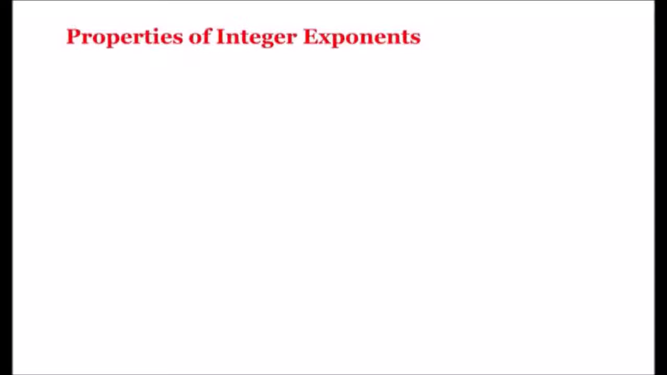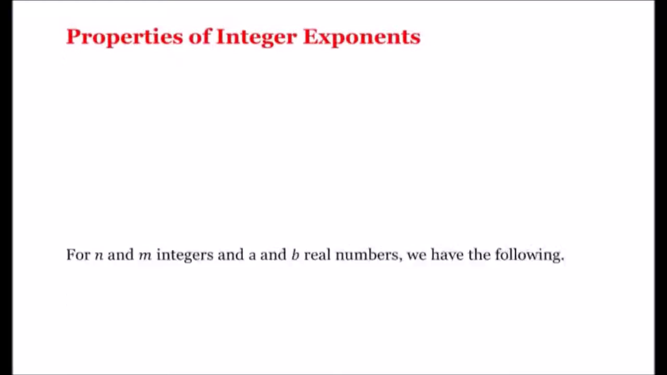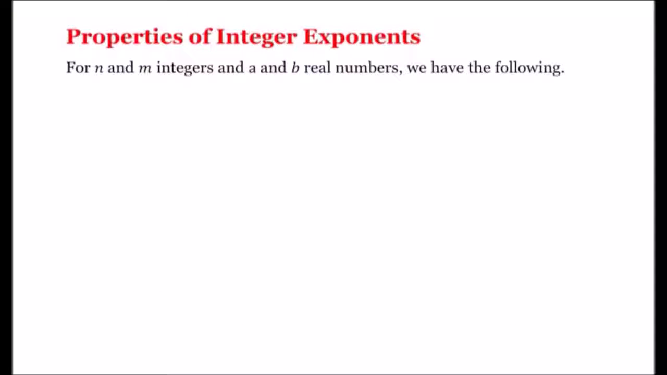Let's look at the properties of integer exponents. For n and m integers and a and b real numbers, we have the following properties. The first property states that a to the n times a to the m is equal to a to the n plus m, and is often referred to as the product rule. For example, a squared times a cubed is equal to a to the 2 plus 3, or a to the 5th.